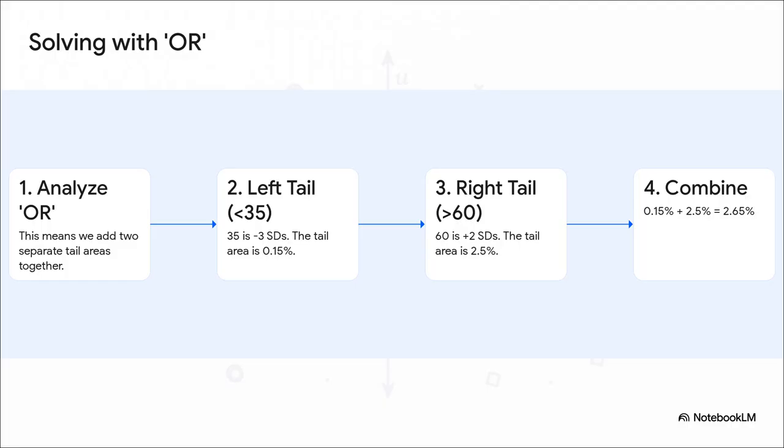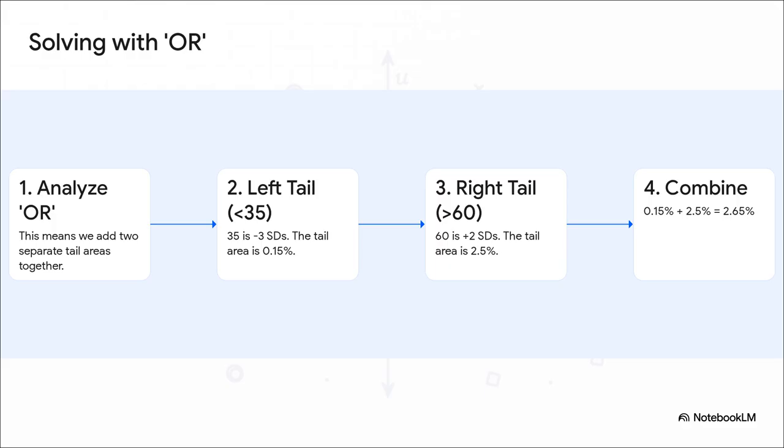Let's break it down. First, the area less than 35 weeks. That's 3 standard deviations below the mean. We know 99.7% of data is within 3 deviations, right? That leaves 0.3% for both tails combined. So that tiny left tail is just half of that, or 0.15%.